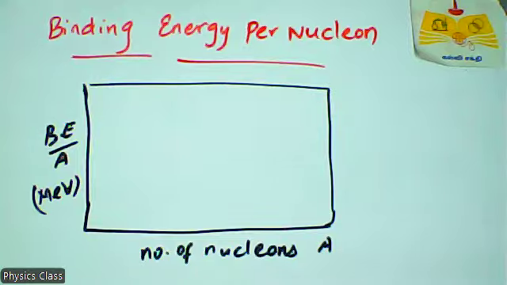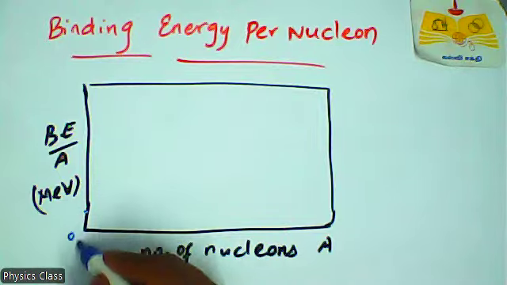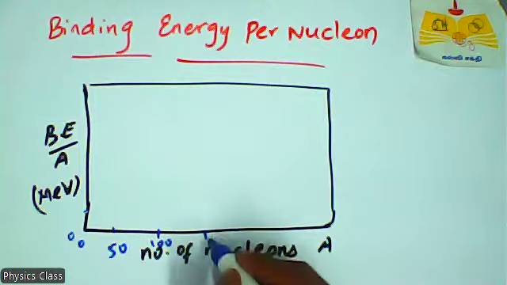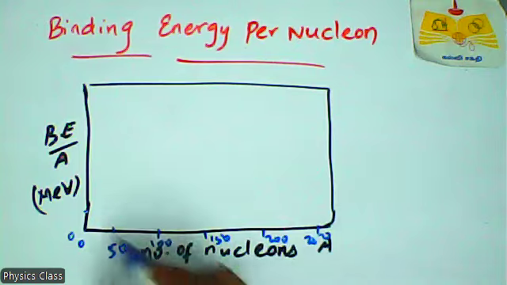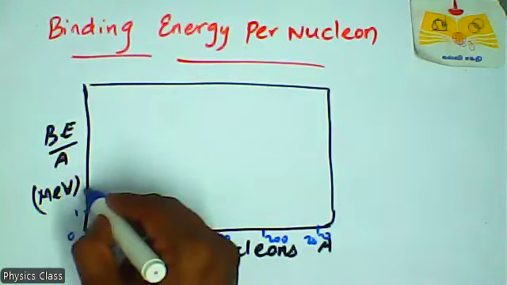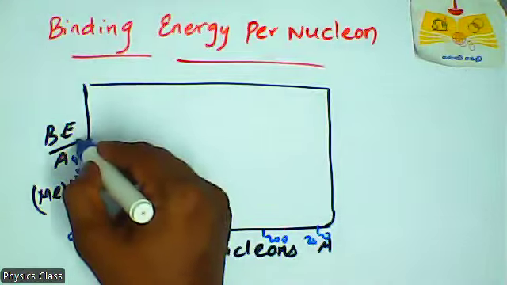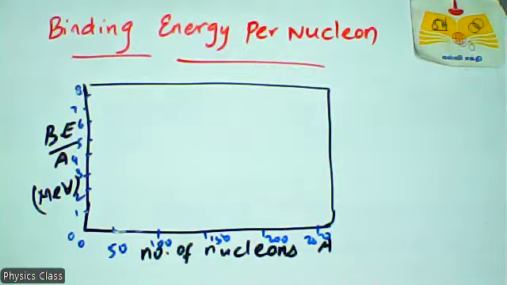For hydrogen, helium, and so on, the graph looks like this. Here 0, 0, then 50, 100, 150, 200, 250 on the x-axis, and here 1, 2, 3, 4, 5, 6, 7, 8 on the y-axis, like that.